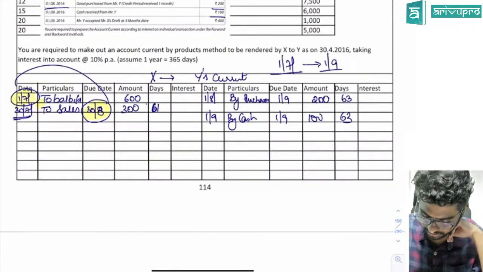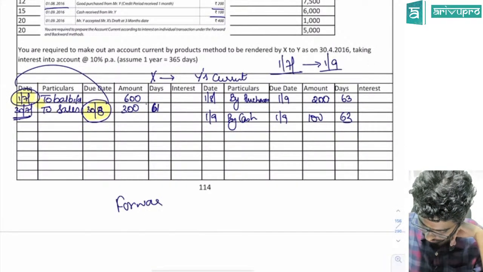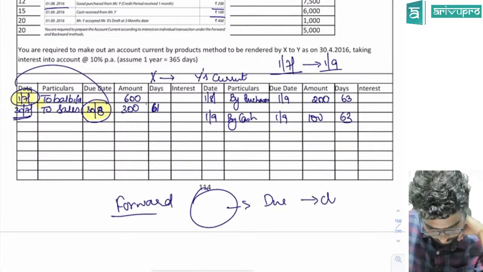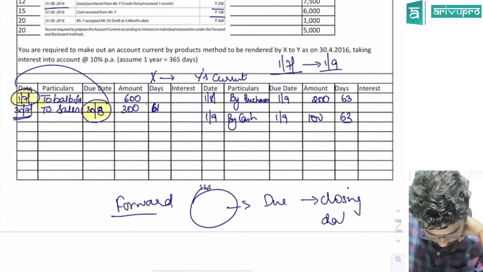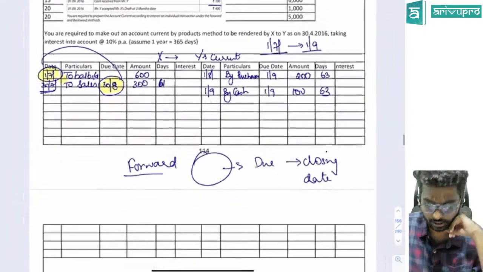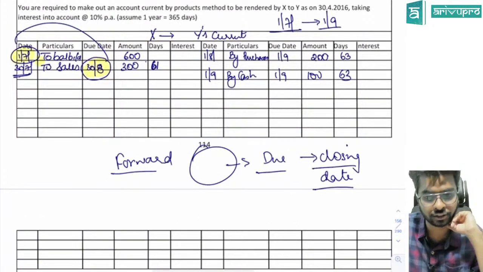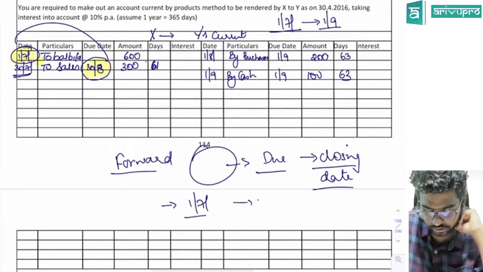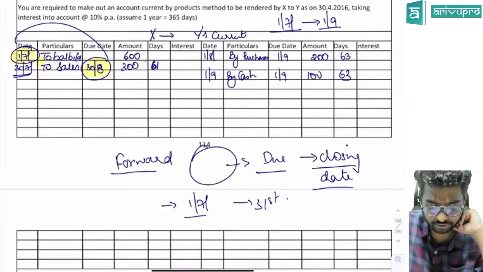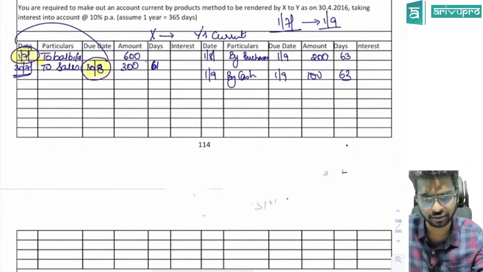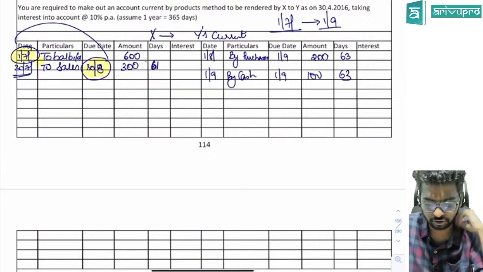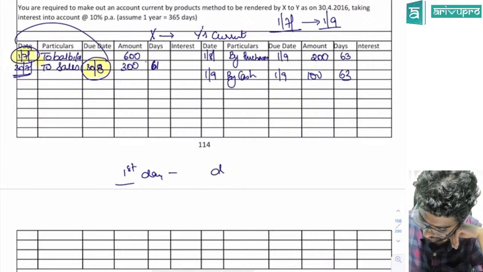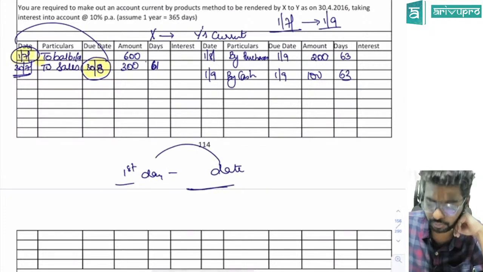Kumar, in the previous forward method, I used to do from the due date till the closing date. Are you clear? My due date used to be, let's say if it was 1st July, I used to do it till the closing date. Here I am doing the reverse of it. Whatever day they would have given in the question, Harini, be careful with the question. Here I am doing it from the first date till the date of transaction. That is known as the backward method.